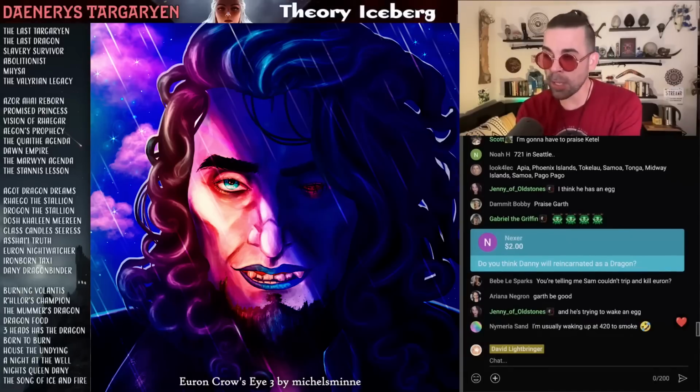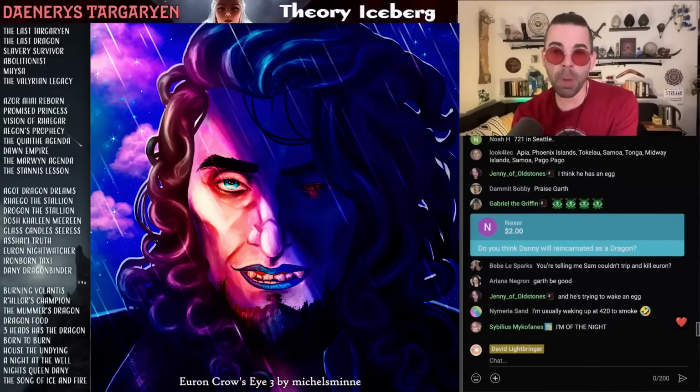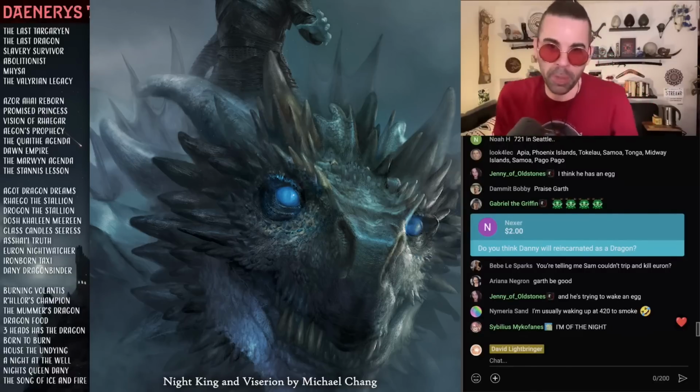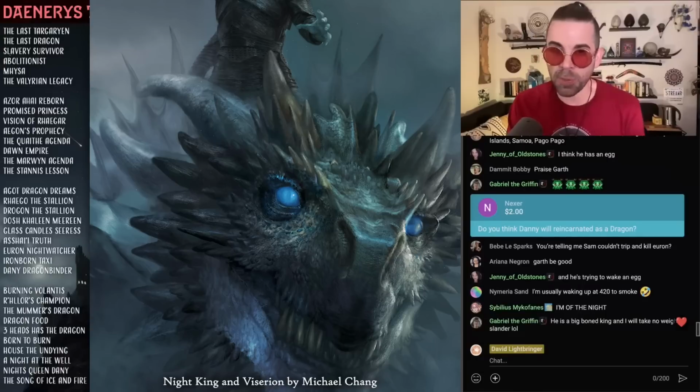He might try to take control of the others. He might get body snatched by an entity who will control the others. That's more likely. So if he steals a dragon, that dragon could end up frozen. That could end up your ice dragon. And it probably will be Viserion, because Viserion has all the ice dragon symbolism.